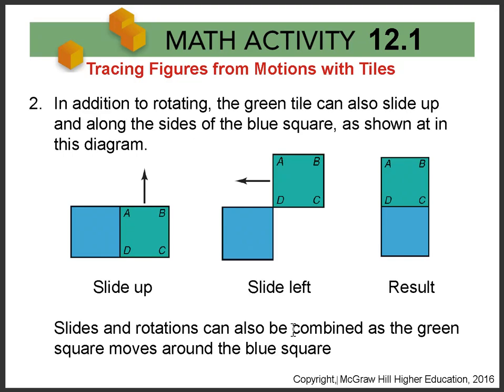Now in question 2, in addition to rotating, the green tile can also slide up and along the sides of the blue square. And we have shown this in this diagram. The green tile can slide up, then it can slide left, and this will be the result. Slides and rotations can also be combined as the green square moves around the blue square.